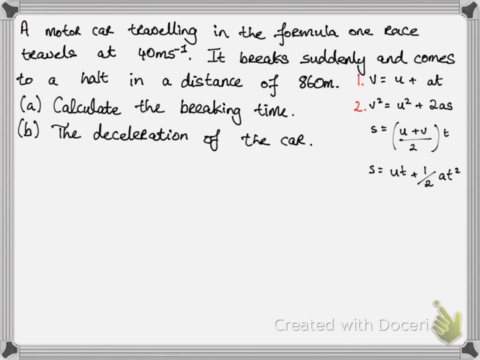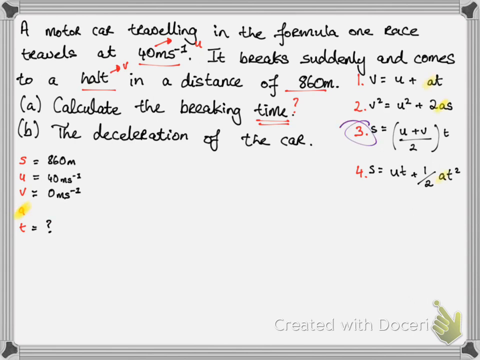And we write out our SUVAT. So this time we are told that the initial velocity was 40 meters per second to the minus 1. The final velocity was 0 meters per second to the minus 1. And we're given distance this time, which was 860 meters. We're trying to calculate time. We are not given any information on acceleration. So we look at our 4 formulas. Anything with a in it we cannot use. So the only formula that doesn't have a in it is the third one. So we want to use this formula to calculate time.